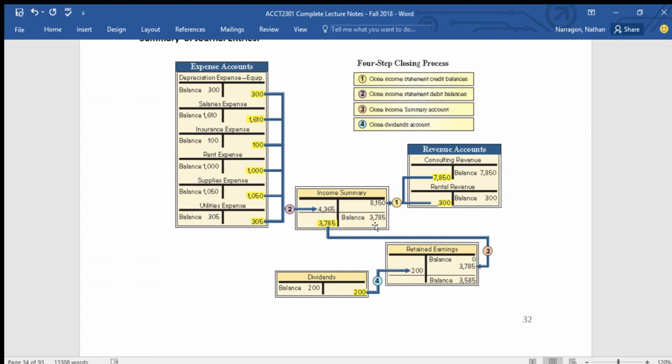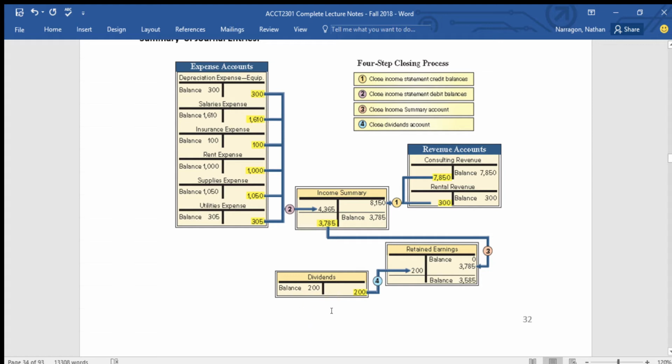From there, we take that amount in income summary. Be it credit, we have to debit it. If it's a debit, we have to credit. But we take that amount and it goes to retained earnings as basically the opposite of wherever income summary is. Again, using our example, it's a net income, so it's credit retained earnings, debit income summary.